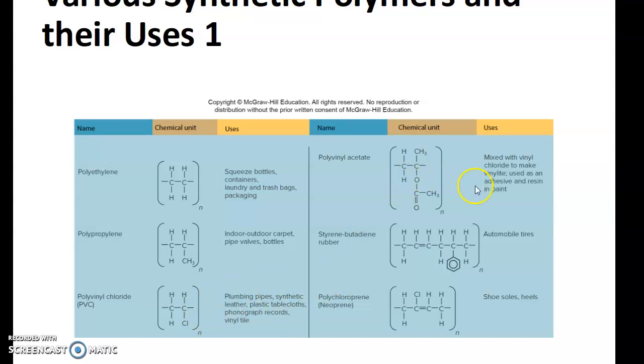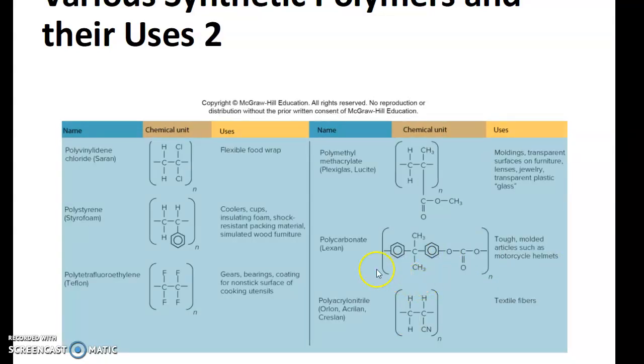Polyvinyl acetate, this is an adhesive and a resin and paint. Styrene butadiene, this is in automobile tires. This is for ABS. Okay. And then you also have polyvinylidene chloride. This is a flexible food wrap. This was the famous one by Dow. Saran is its registered trademark. Polystyrene, also Dow.